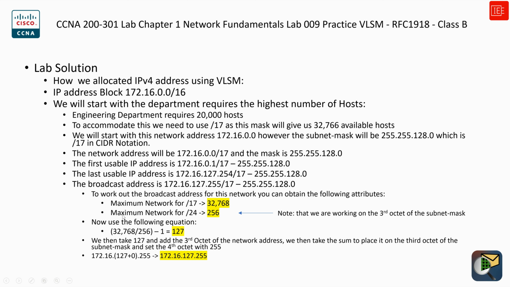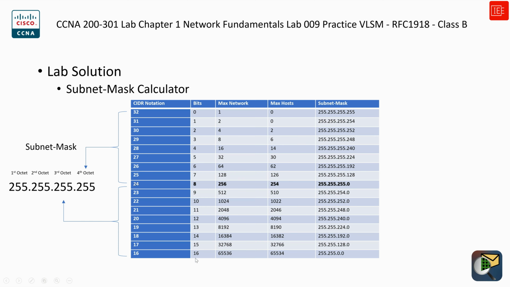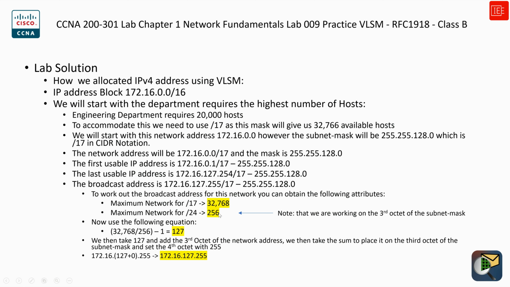And you can see the answer to this is 32,768. We also need to look at the maximum number of networks that is available for /24, and you will see the answer to this is 256. So if I go back to my subnet mask calculator, you can see that /17 offers 32,768 networks, whereas /24 offers 256 networks. So if we take these two variables, we divide the 32,768 divided by 256 and then subtract 1 from the result of this division, we will get 127.